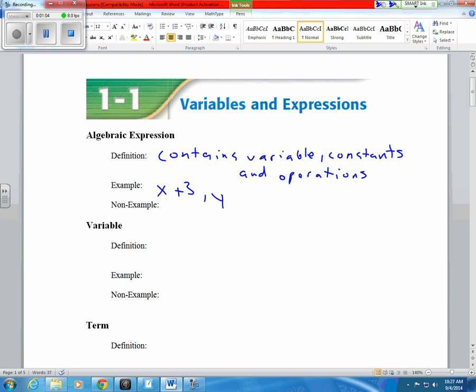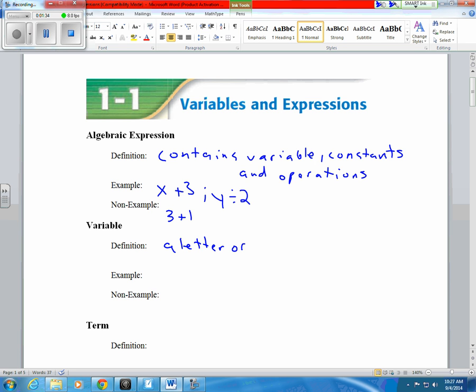Another algebraic expression would be something like y divided by 2. A non-example of an algebraic expression is when we don't have any algebra parts, when we no longer have any variable involved. So an expression such as 3 plus 1 is no longer an algebraic expression, it is just a numeric expression.